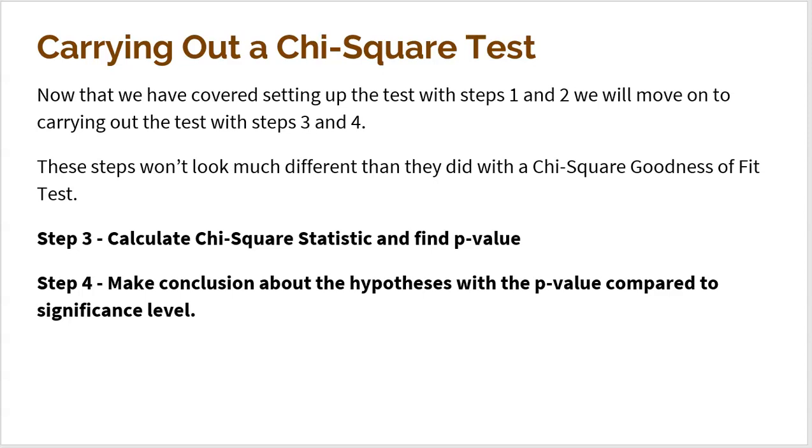So step 3 is really actually quite simple. It's actually doing the math. It's a little time consuming, to be honest, but it's the step where you're going to do the math. We're going to calculate the chi-squared statistic for your data and find the p-value.